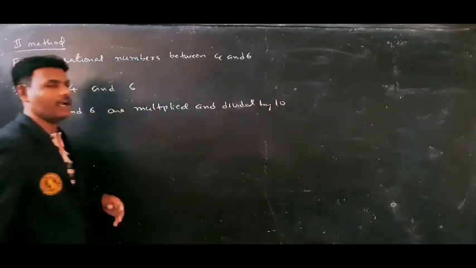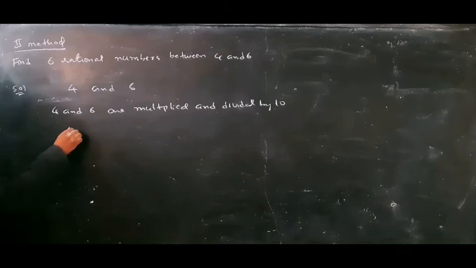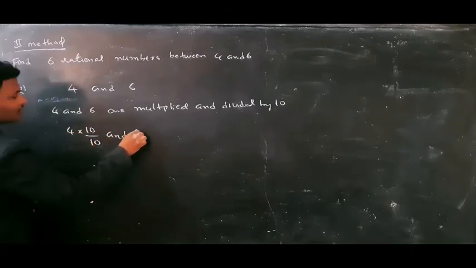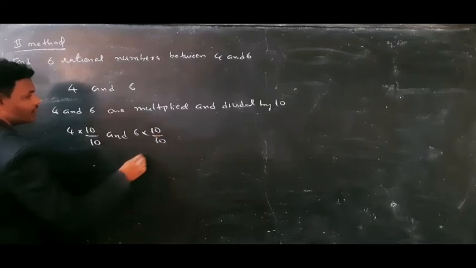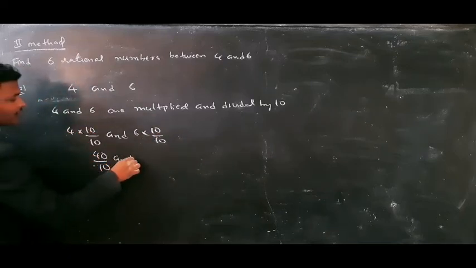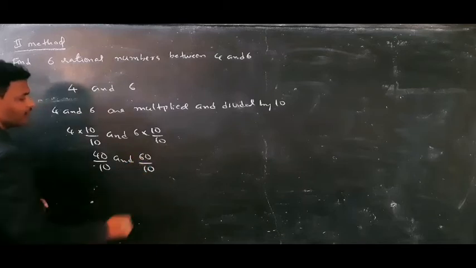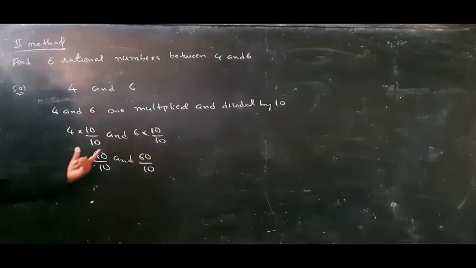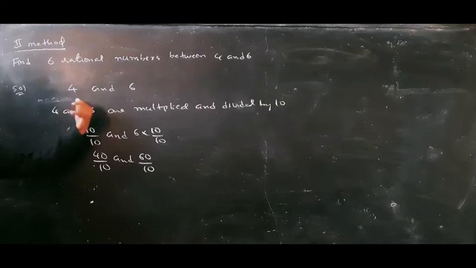Multiplied and divided by 10. It means 4 into 10 by 10 and 6 into 10 by 10. 4 into 10 is 40 by 10, and 60 by 10. 40 by 10 and 60 by 10. 40 by 10 is nothing but 4. 60 by 10 is also nothing but 6.